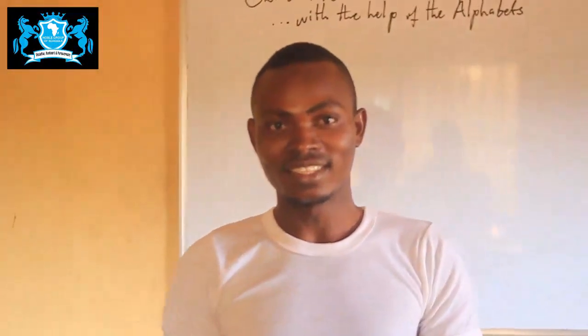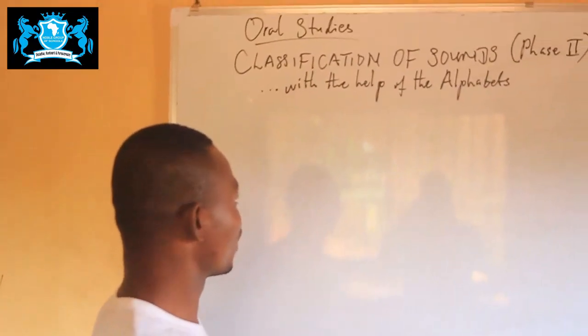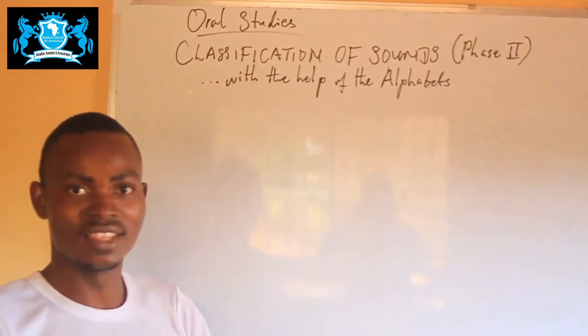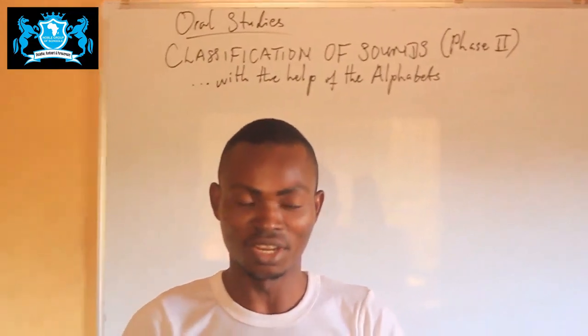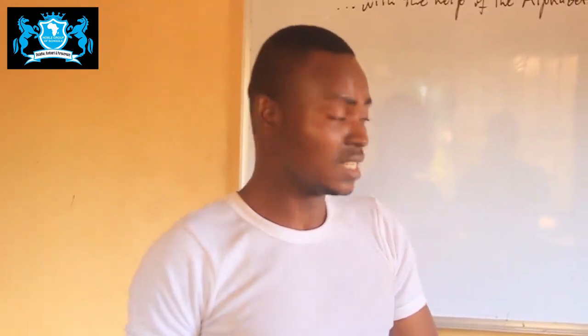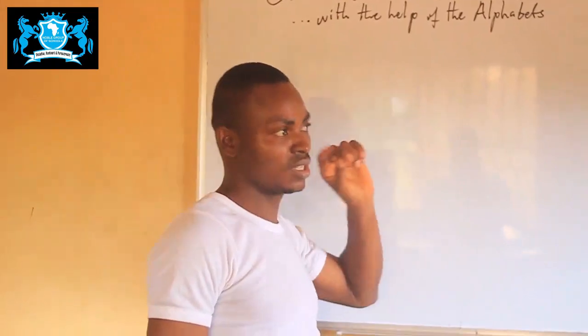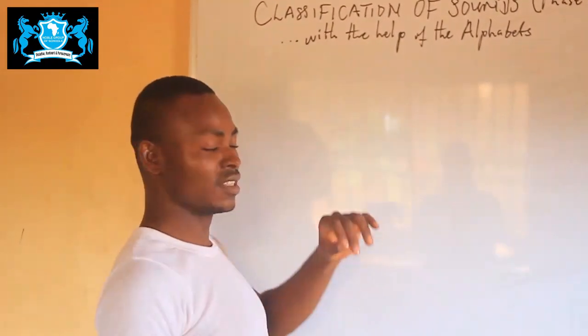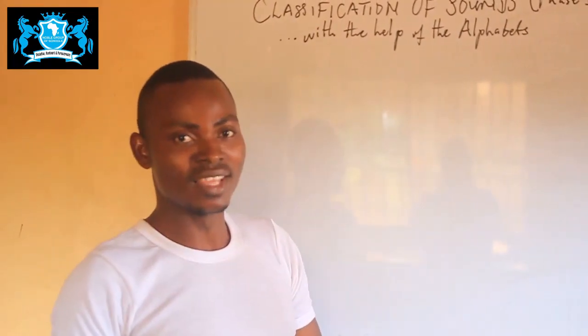We shall be looking at classification of sounds, phase 2. We are going to be using the alphabets in this classification. The former one, we did this classification of sounds with the use of the tree diagram. But today we shall be looking at it from another dimension by using the alphabets.